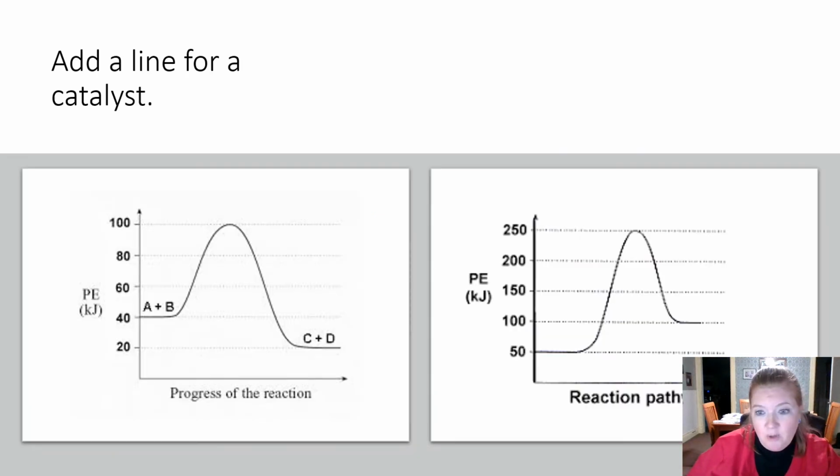So, common question, add a line for the catalyst. So again, remember, we start the same for reactants and products. We follow the same shape, it just is going to be underneath, so lower. Follows the same shape, starts at reactants, ends at products, but it's lower. So again, start with reactants, end with products, follow the same shape, but don't go as high. Okay, so easy peasy, draw a line to show a catalyst.